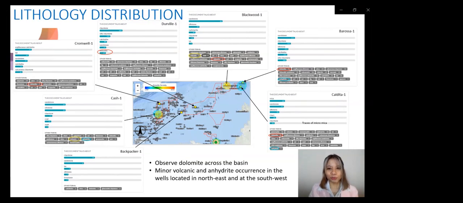This slide is just to show you an example of how we can utilize the lithology cloud in our analysis. For example, some wells have been selected from the southwest to the northeast area, and from the lithology cloud we can have a quick summary and say that dolomite is mentioned in almost all the wells selected, which is marked in red. This may also mean that dolomite occurs everywhere across the basin. And then there's also minor volcanic and anhydrite, which occurs in the well located in the northeast, and also some at the southwest, and it seems to be localized.